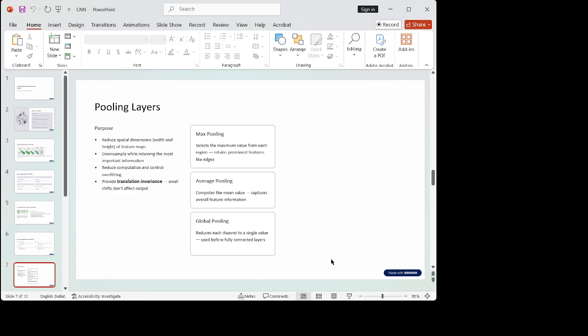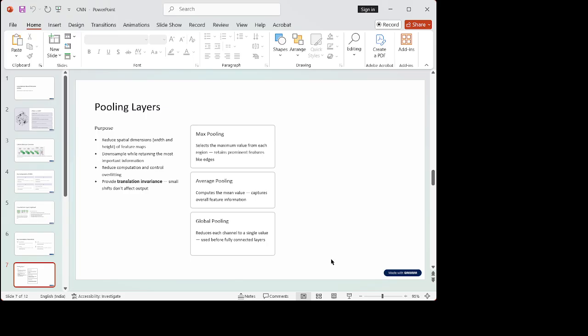The major purposes of these poolings are to reduce the spatial dimensions, width and height, of the feature maps, downsample while retaining the most important information, and reduce computation and control overfitting. And finally, it provides some translation invariance, so small shifts don't affect the output.